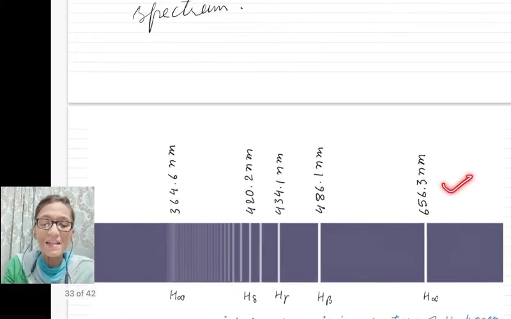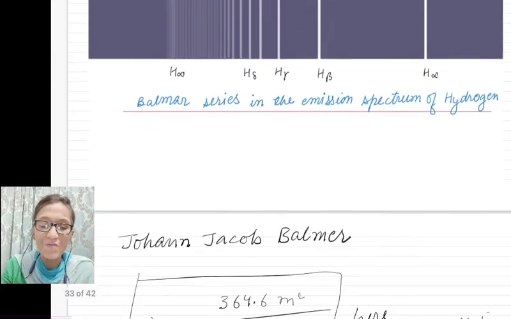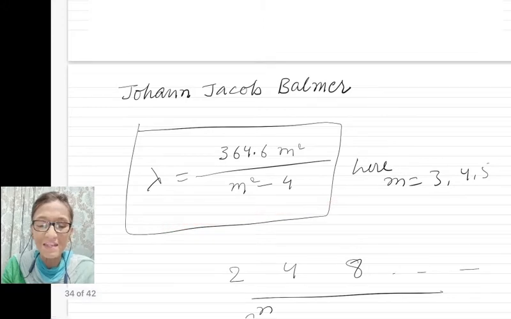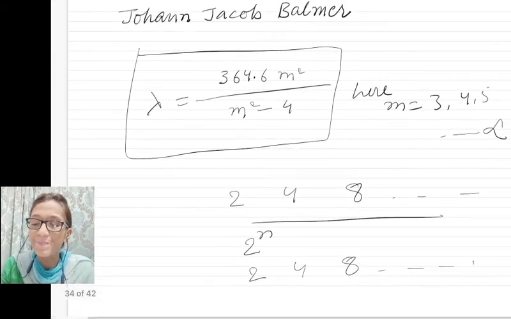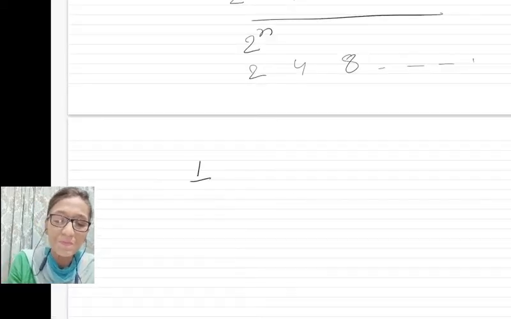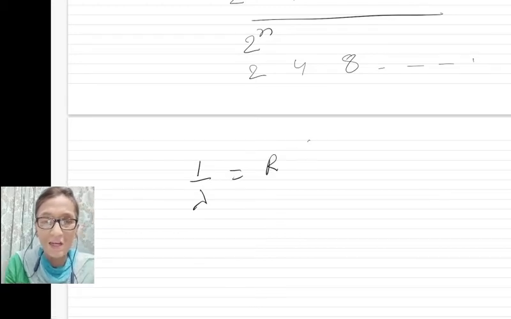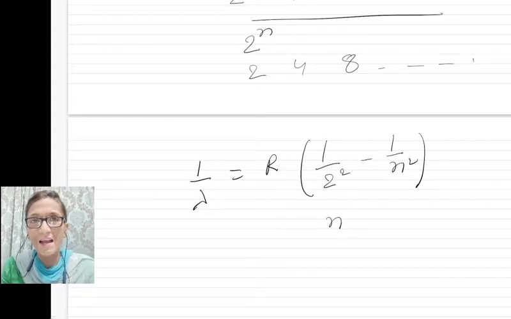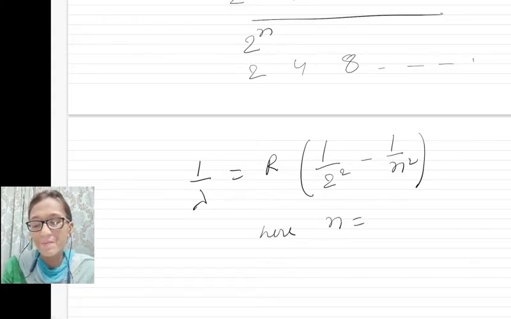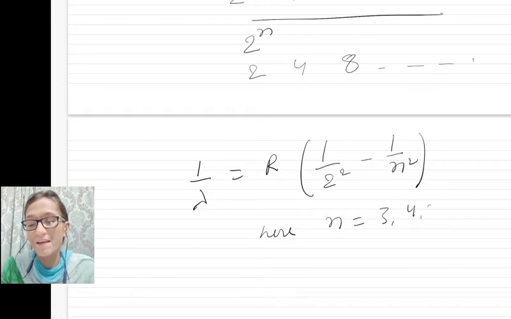Now all the wavelengths can be obtained using this formula by putting the value of m as 3, 4, 5 and up to infinity. So this formula can be further simplified as 1 upon wavelength is equal to R into 1 by 2 square minus 1 by n square. Here n is any number starting from 3, 4, 5 up to infinity.